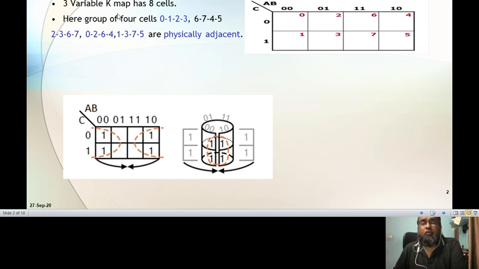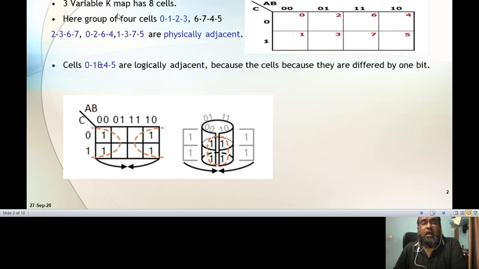0, 4, 1, 5 are logically adjacent cells because the adjacency is defined by the cells having the difference of only one variable. So it is satisfied in the case of the cell number 0, 1, 4 and 5. It is just like you can see in the picture here, a paper you are folding like a cylinder, then you can see these cells at the 2 edges are adjacent to each other. The second figure shows it clearly.